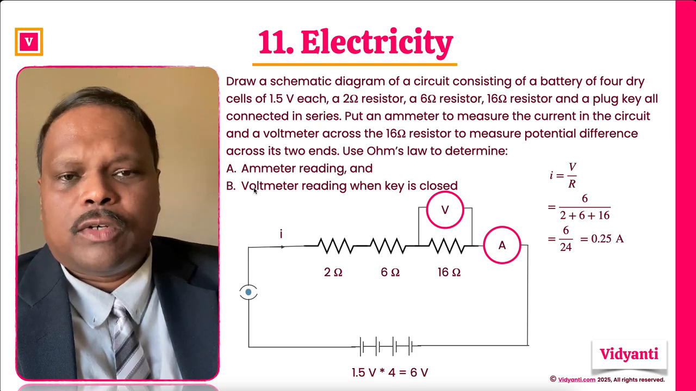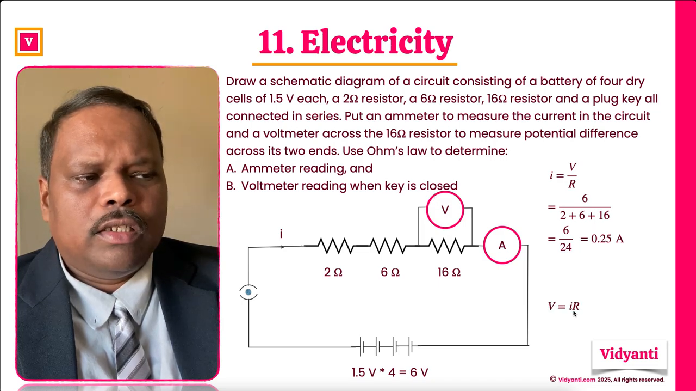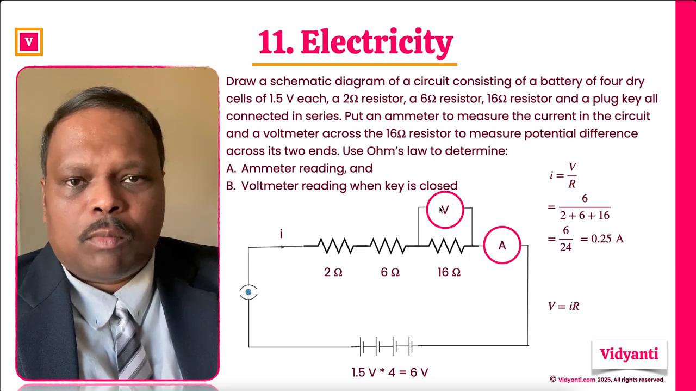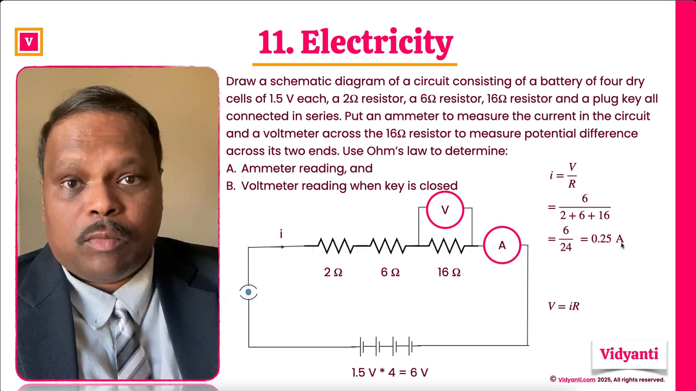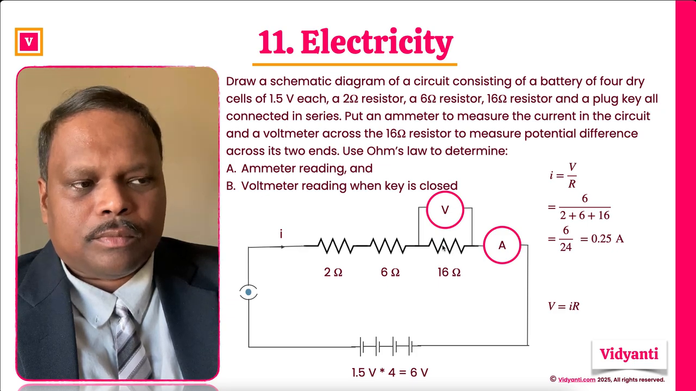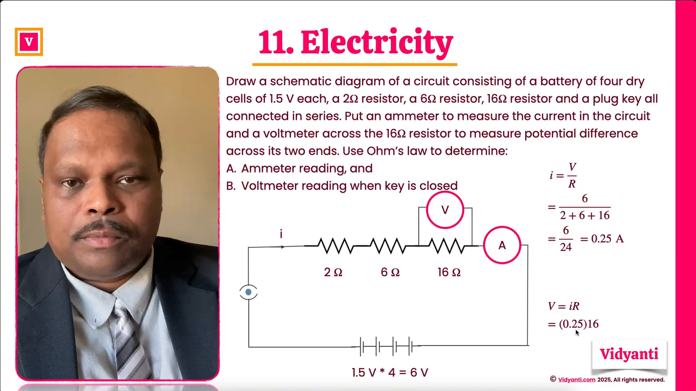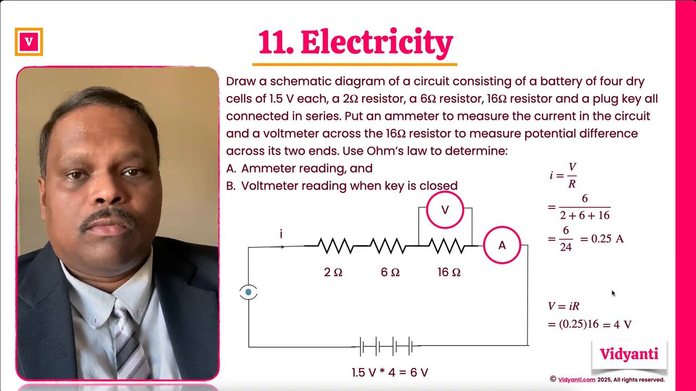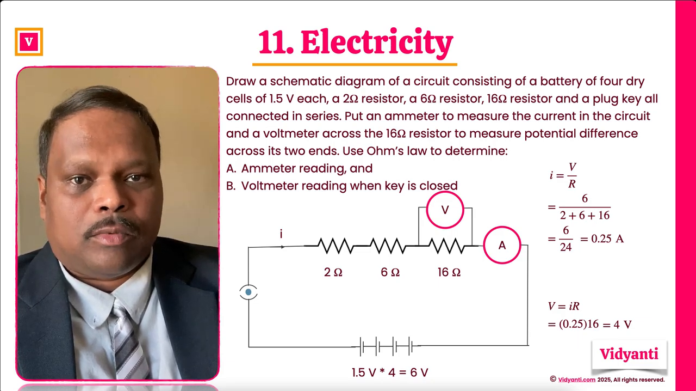Now the second sub question is the voltmeter reading when the key is closed. Voltage equals current times resistance. Now we are concentrating only on this part. We know that the current is uniform, constant throughout the circuit. The current flowing, we have already calculated as 0.25, and the resistance only for this part is 16 ohms. So we are going to multiply 0.25 ampere times 16 ohm, and altogether it will be 4 volt, and that will be your answer for the second sub question.